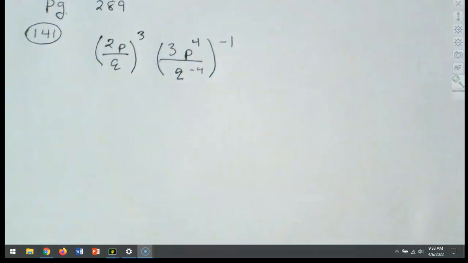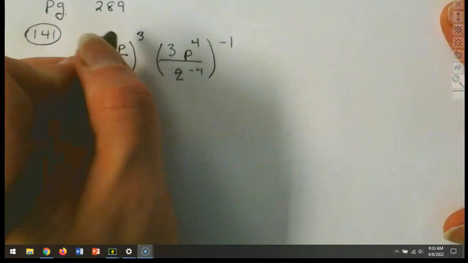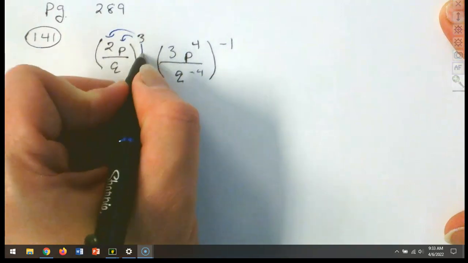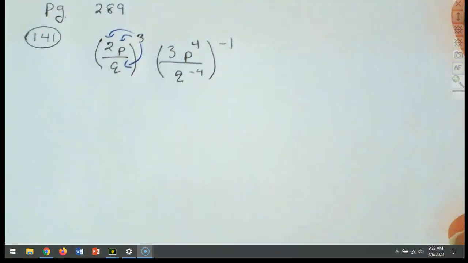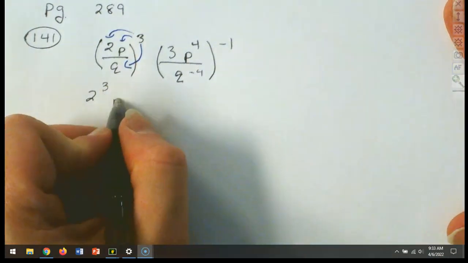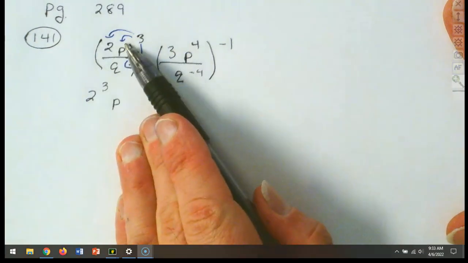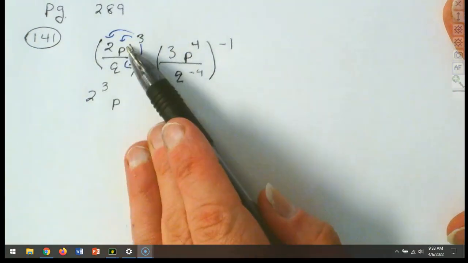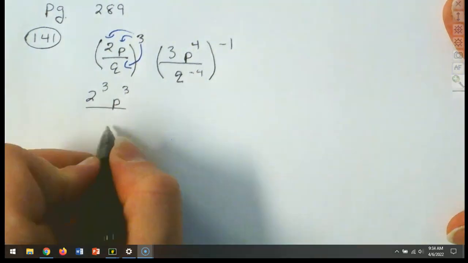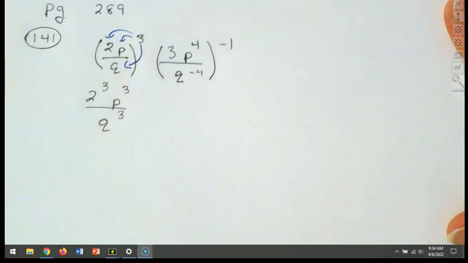Okay, so this is what we've got here. Always do the parentheses first. And so we're going to go ahead and distribute through this 3. And so when I distribute through the 3, that's going to be 2 to the 3rd power. If there's no number, remember it's assumed to be an exponent of 1, right? Or power of 1. So 1 times 3 is still p to the 3rd here. Down below, we have a q to the 3rd.